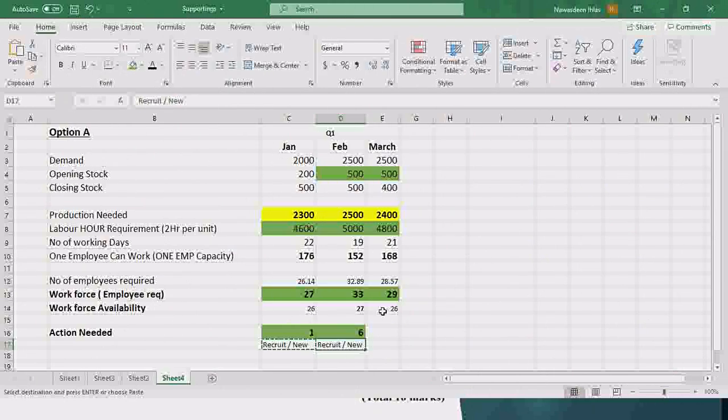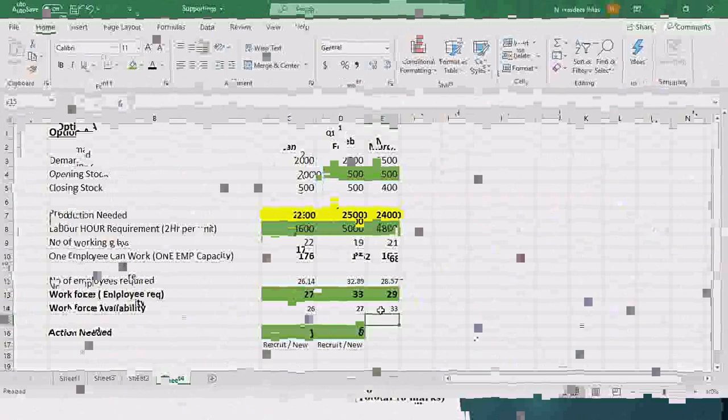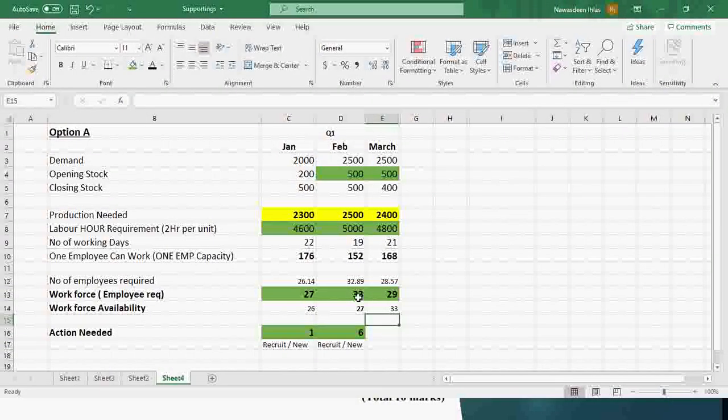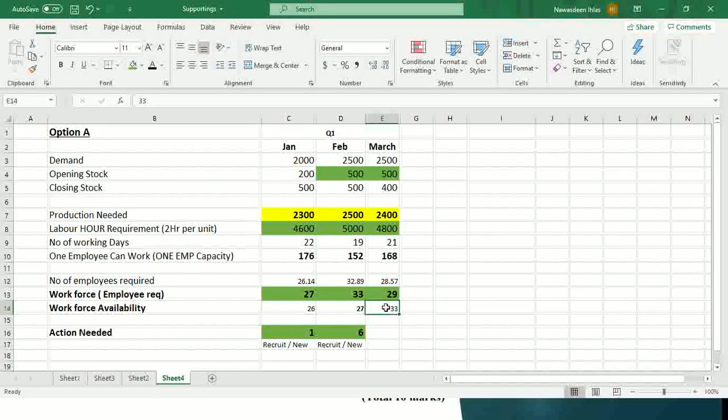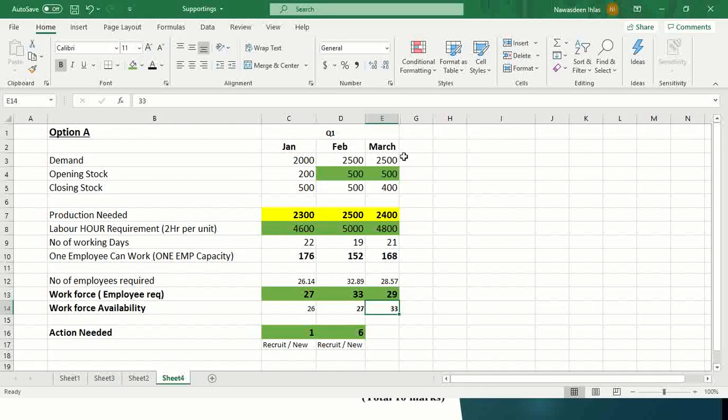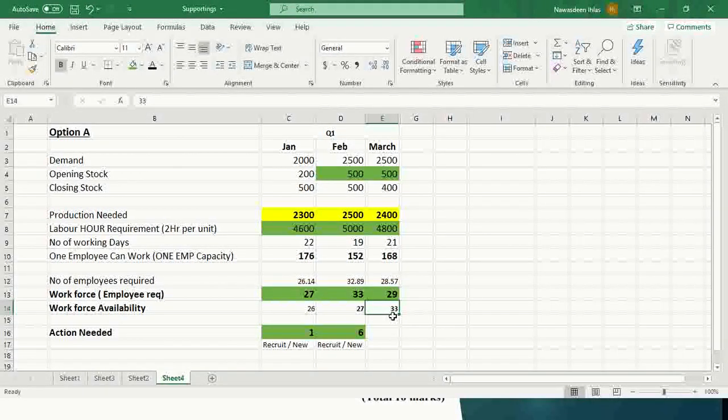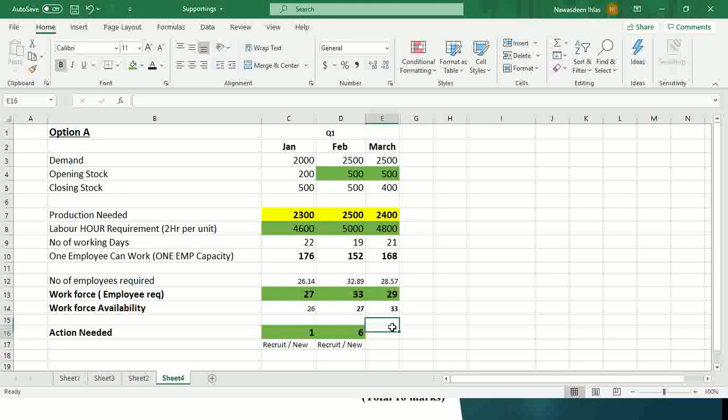Now our labor force availability in March will be 33. Why? Because at the end of February our labor force increased to 33. So at the beginning of March, the number of employees will be 33. But in March we need only 29 employees, and we have 4 employees more.